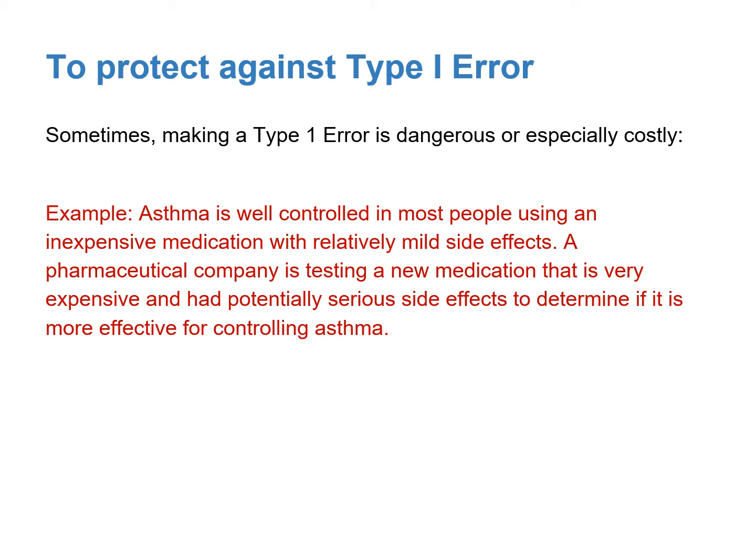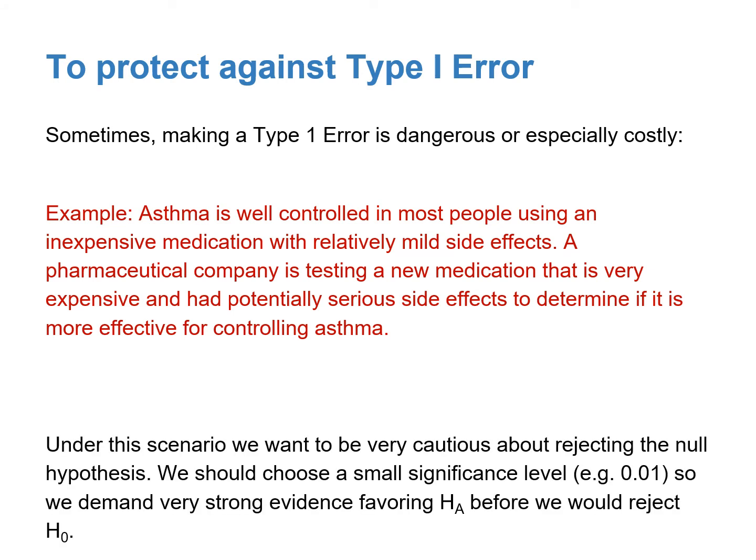So this is a situation where it's potentially more dangerous and more costly to make a type 1 error. Under this scenario, we'd want to be very cautious about rejecting the null hypothesis. So we should choose a small significance level, maybe 1%, 0.01, so that we demand very strong evidence favoring the alternative hypothesis before we'd reject the null.